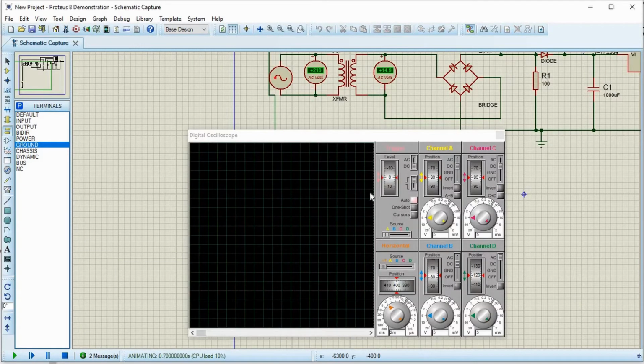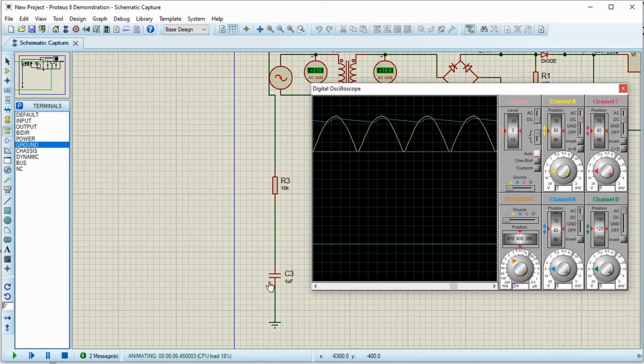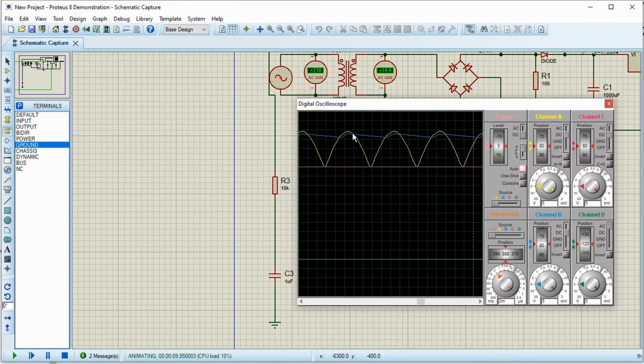Let me start the simulation. So the value of RC should be such that the voltage across this capacitor C3 should not get discharged in this one cycle. So basically the C will get charged when the voltage builds up. When the voltage starts decreasing, the C will start discharging. So from this peak to peak is 10 milliseconds. We should design the value of RC such that in this 10 milliseconds, the capacitor should not discharge. So it should maintain whatever is the peak voltage.